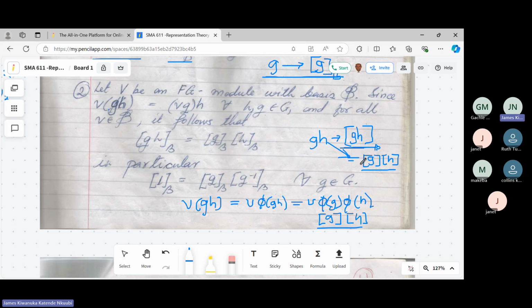The only thing left to be sure it's a representation is to confirm that these matrices are invertible, because it can only be a representation if these matrices are from the general linear group, which means they must be invertible. Is that making sense? Yes.